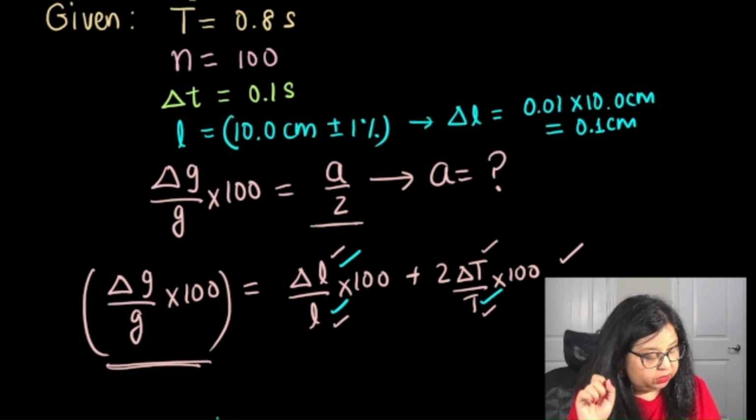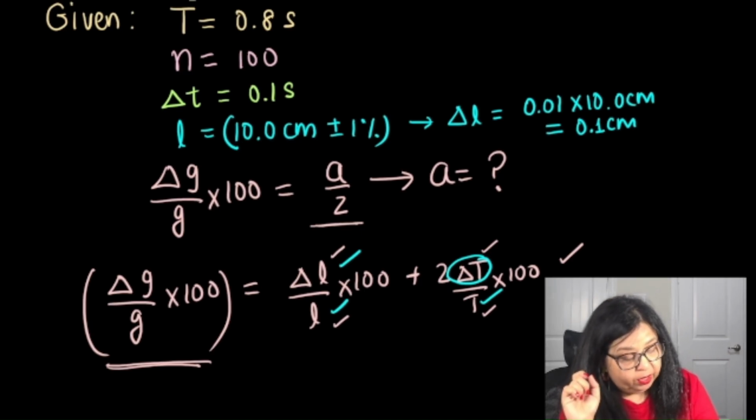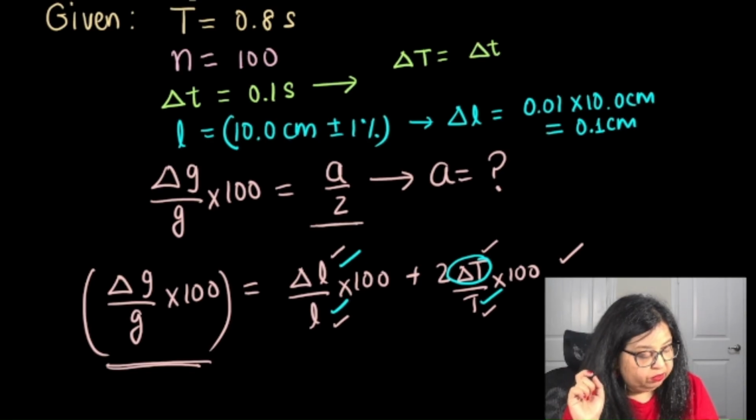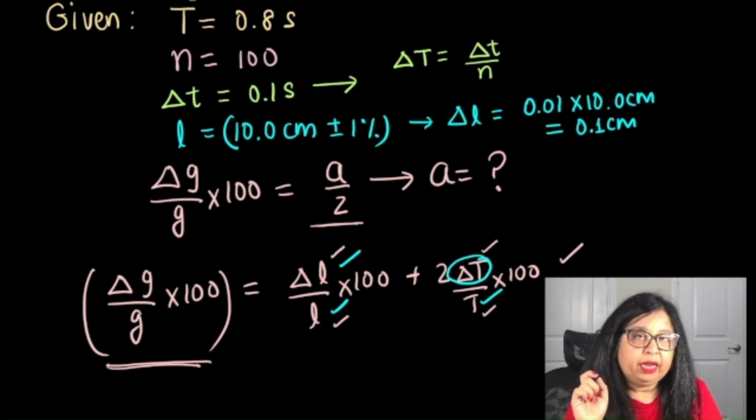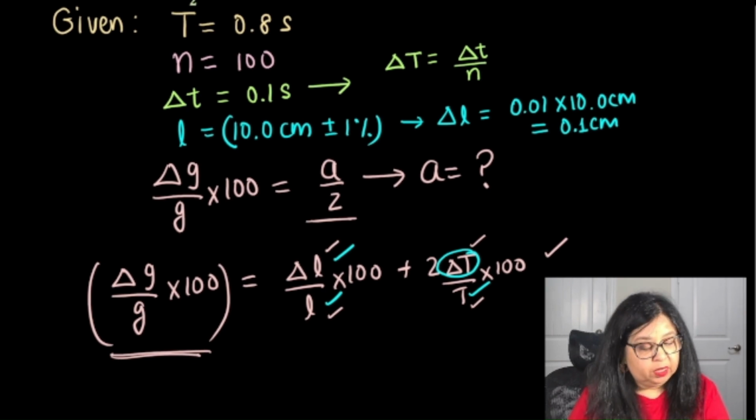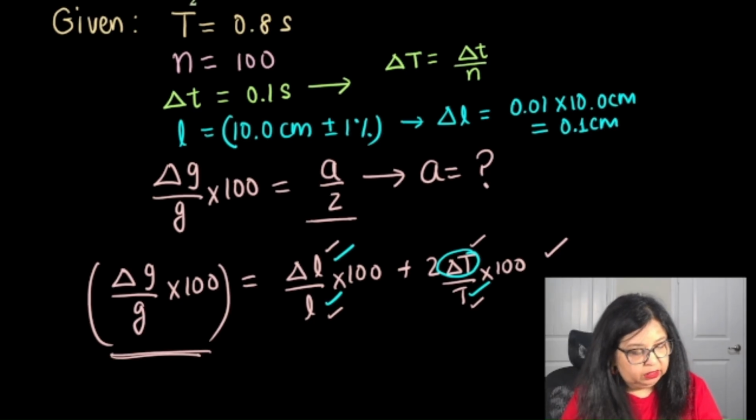We know uppercase T, but we do not know this delta uppercase T. Can we solve for it? Sure we can. In the second problem, we solved that delta uppercase T equals delta lowercase t divided by n. So now we have everything that we need to solve this problem. Let's go ahead and do that.